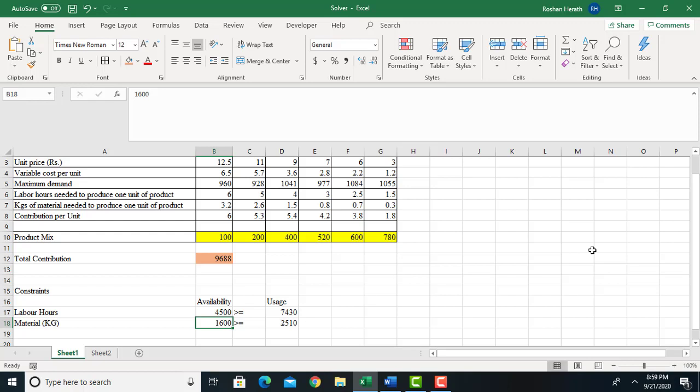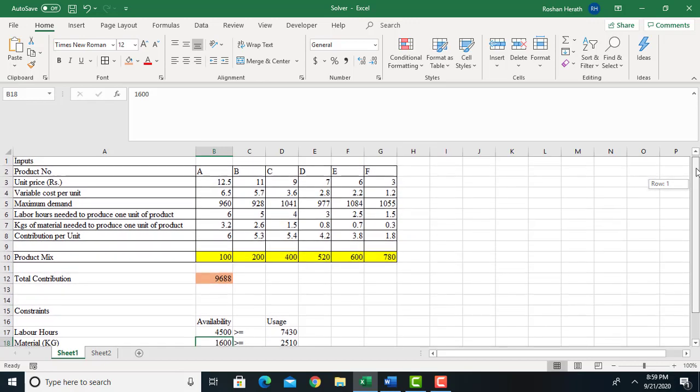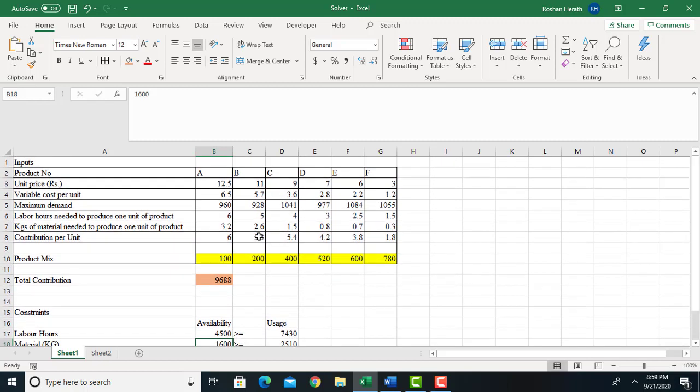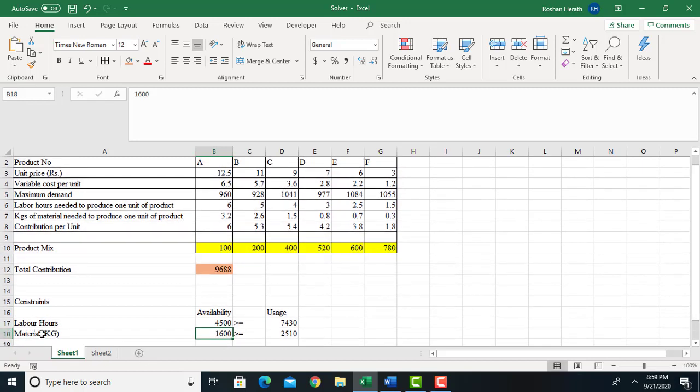Okay, now we have done the model. Now we can identify the answer for this with the help of solver. Now what you want to do, with the support of this solver, you want to figure out what is the optimum product mix. What is the optimum product mix subject to 3 constraints: the labor, material, and also maximum demand. Let's see how to do that.